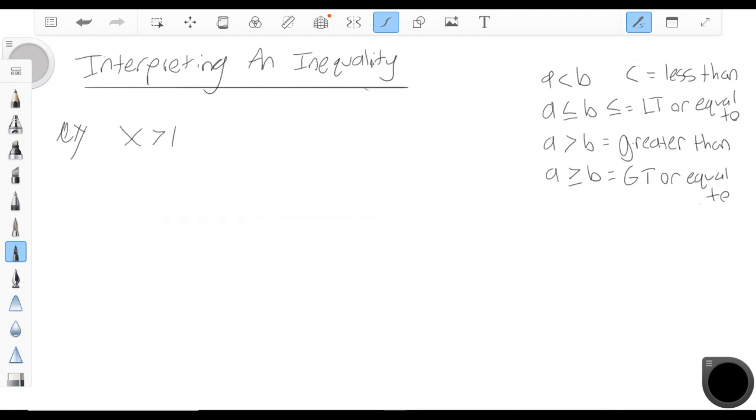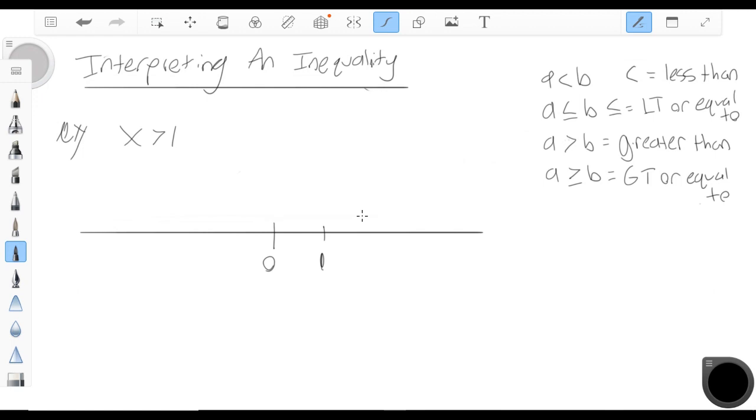All right, let's take a look at another example here. We have the inequality x is greater than 1. So what this is telling us is that we are interested in all of the numbers that are greater than the number 1. So like in the previous example, I'm going to draw our number line. I'm going to draw 0 here. I'm going to draw 1 right here. And look at the symbol that we have. We have the greater than symbol.